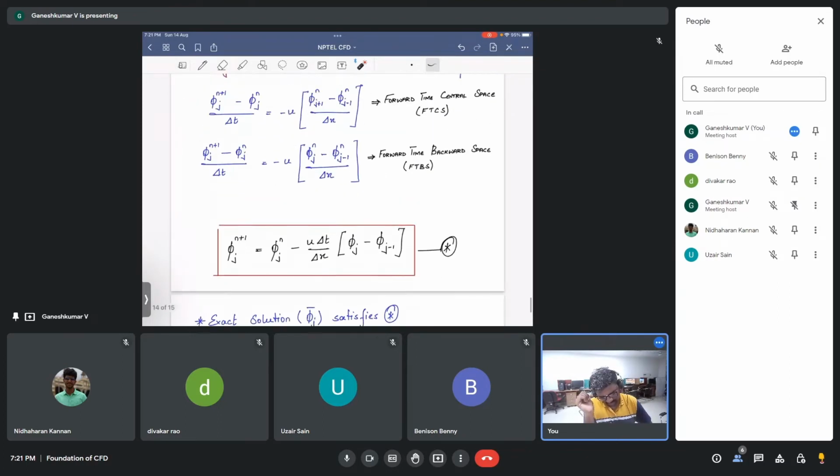If we rearrange this equation, we will get this star equation. What I did is, I multiplied by delta t here and took phi j at n to this side. So we get this star equation. This is the equation we will implement in any software, or the equation we need to solve to get the solution. So how will you solve it? Do you guys have any doubts till now?